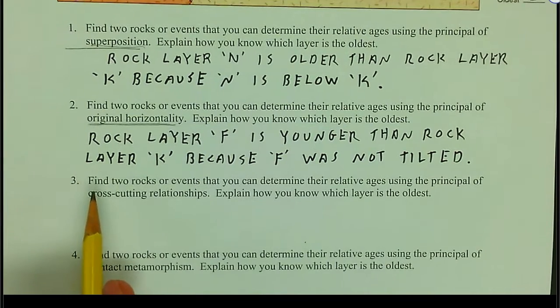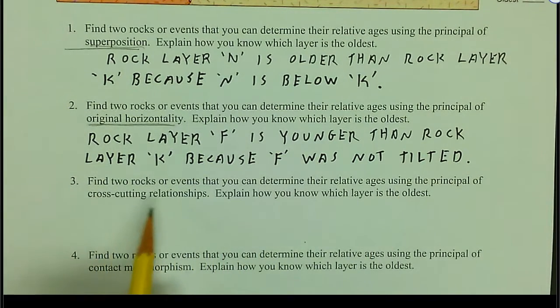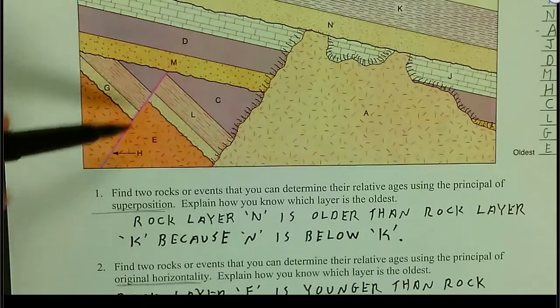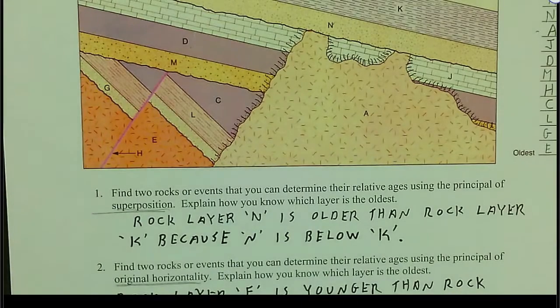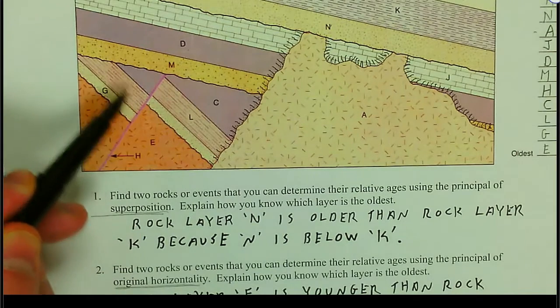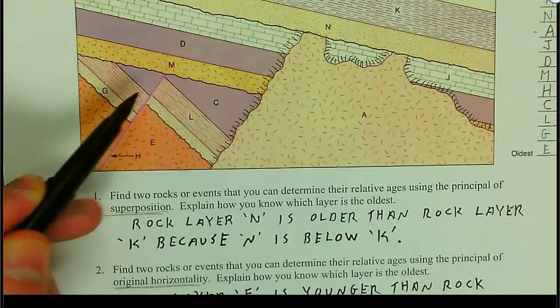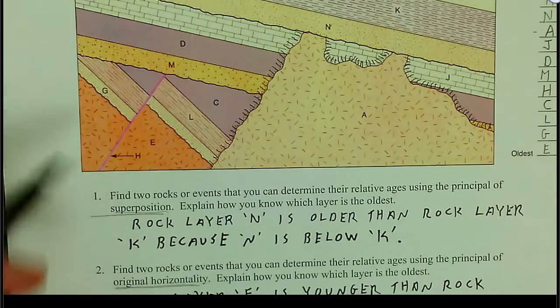Our third question says find two rocks or events that you can determine their relative ages using the principle of cross-cutting relationships. So we want to find something that gets cut by something else. We do have a fault here. We have fault H, and we see that H cuts through this layer L. There's layer L, which is the shale here as well as the shale here. Since H cuts L, L must be older than the fault H.